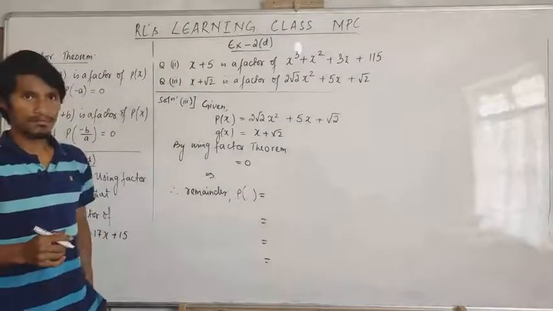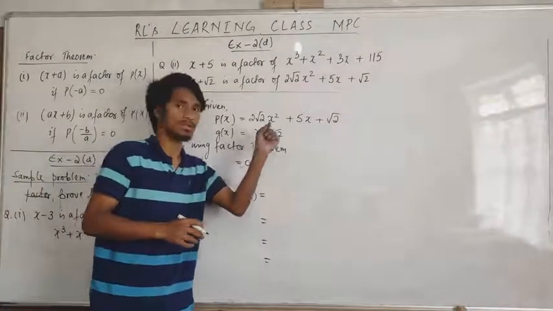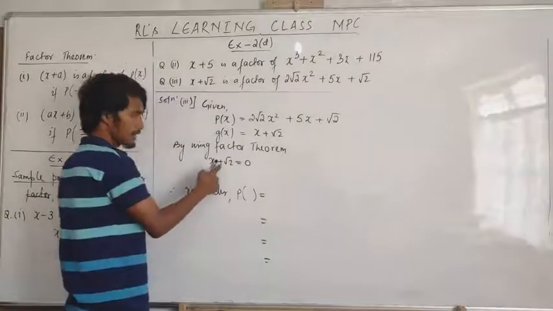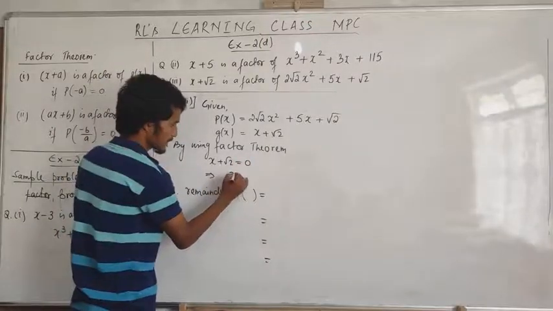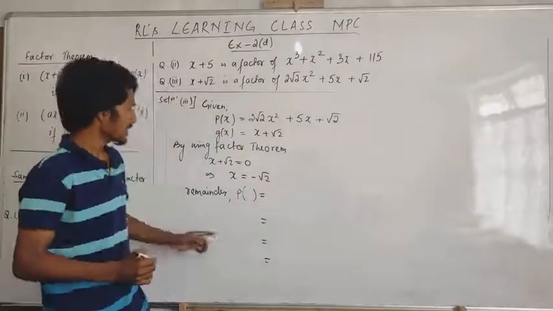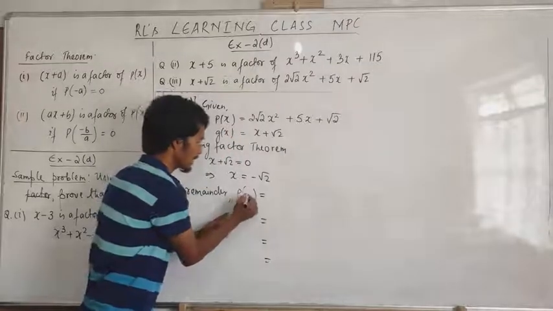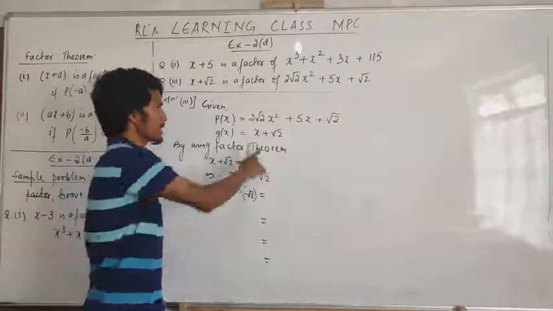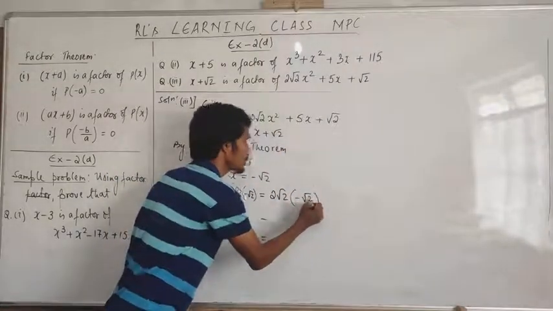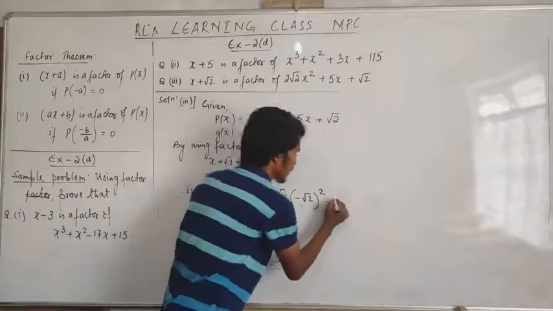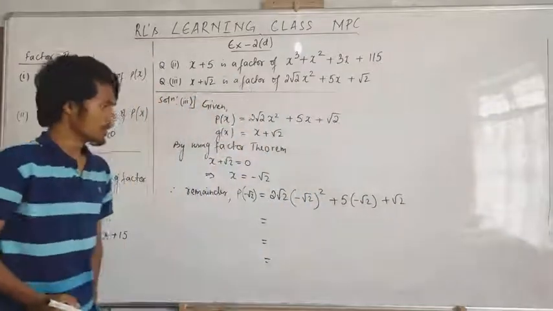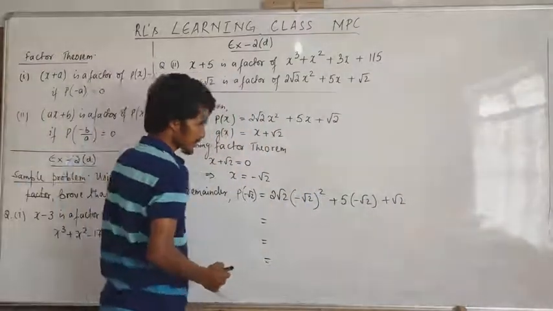Now again using the factor theorem, let's consider that x plus root 2 is equal to 0. Again this plus will go to the other side and change to minus, so x is equal to minus root 2. Now we got the value of x. Again, in place of x, I'll put minus root 2. In 2 root 2 x squared, in place of x, minus root 2, but here is the square so I put the square. Then plus 5 times minus root 2, then plus root 2. Okay, let's do the multiplication.